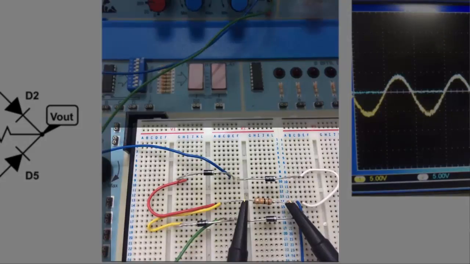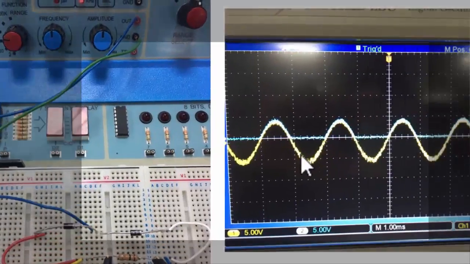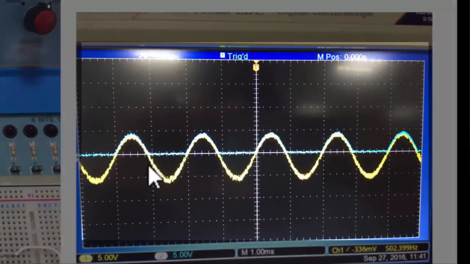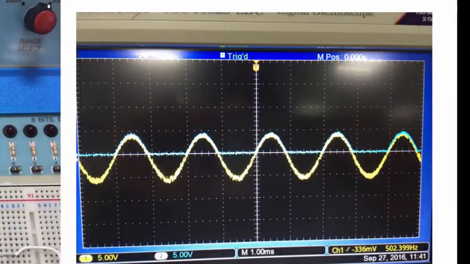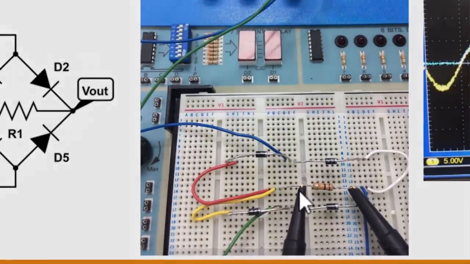For this purpose, you cannot simply put one probe at the output and another probe at the input. Because if you do this, you won't be able to see clearly what the output voltage is. You will get something like this, which is not correct. So what you need to do is to connect one probe to one side of the resistor and another probe onto the other side of the resistor.